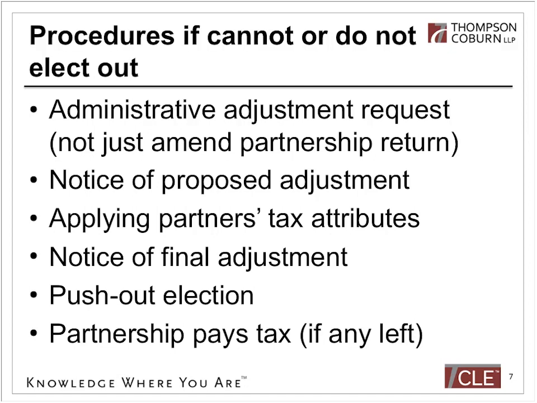First of all, if you find there's a mistake on the partnership return, then you need to file an administrative adjustment request. That's a little bit different procedure than before. Before, you simply did an amended return and gave the K-1s out to the partners. Now you would need to do an administrative adjustment request.